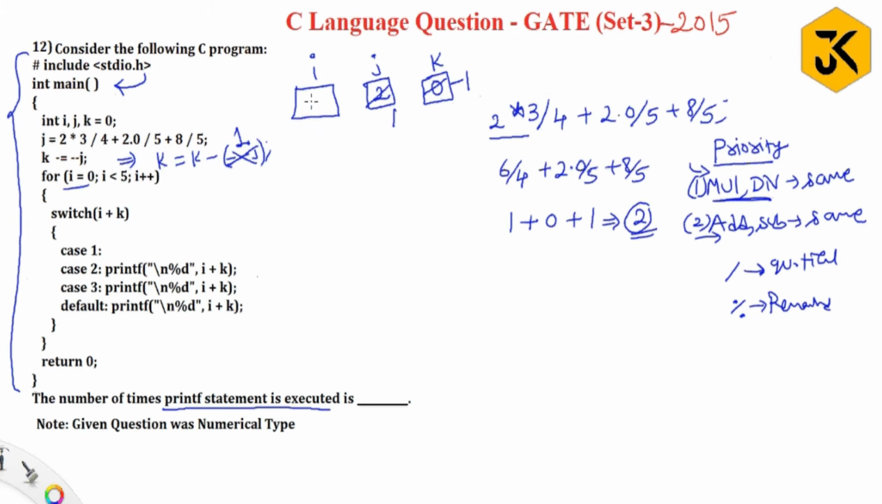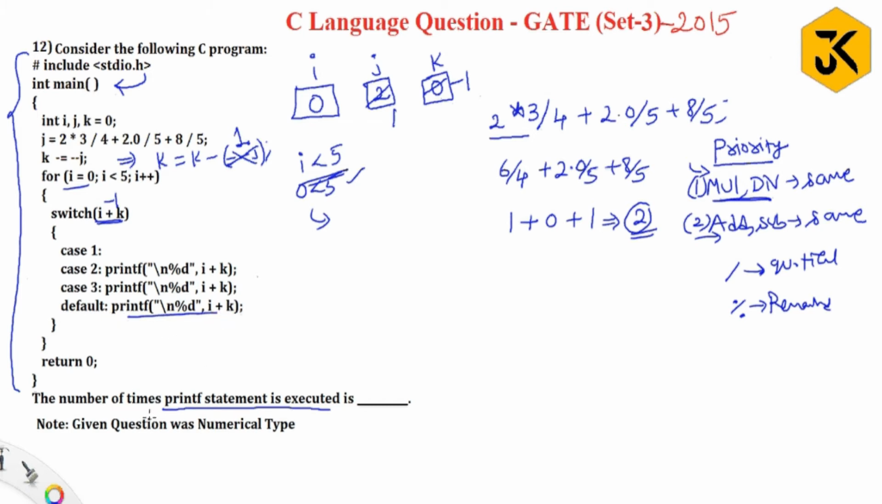Now they have initialized one for loop with the i value as 0. We need to iterate this loop until i is less than 5. Now 0 less than 5, yes, the condition is true, so it will go to the switch statement. Switch of i plus k. The i value is 0, so 0 plus minus 1 is minus 1. It will check whether minus 1 matches with 1, no, with 2, no, with 3, no. Then it is going to execute the default statement.